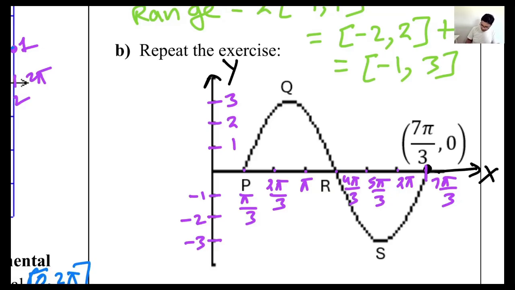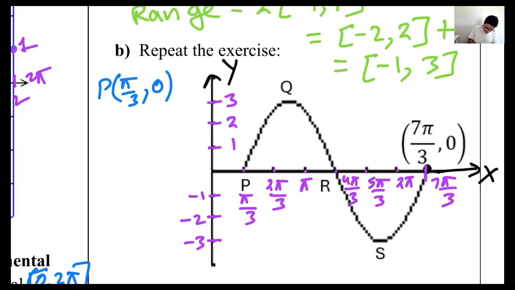Okay, let us write the coordinates. The coordinates of the point P: x is pi over 3 and y value is 0. Okay, it's on the x-axis. Q. Please, you go ahead and write, okay? And don't wait for me. You go ahead and write and check with me.